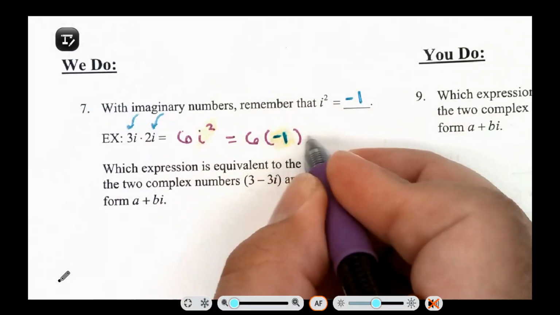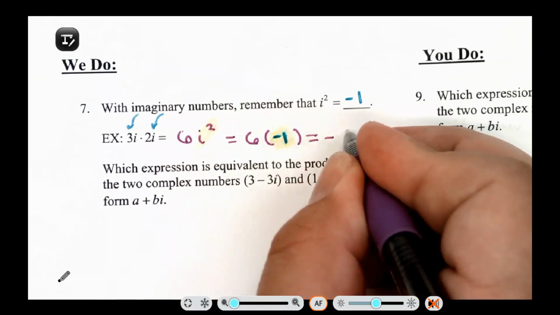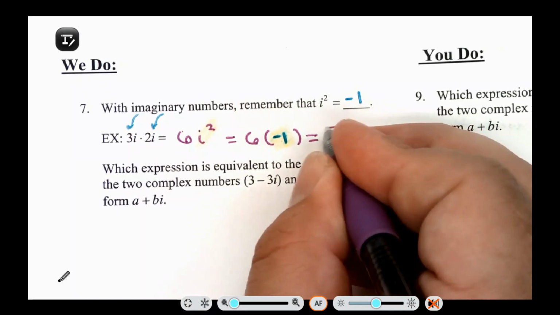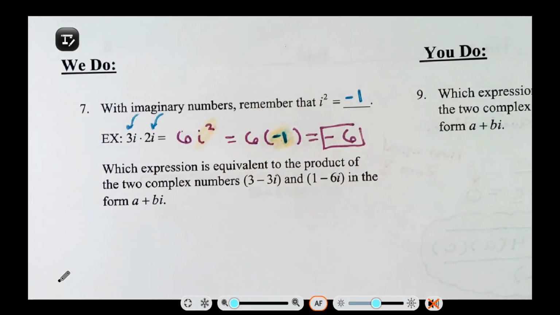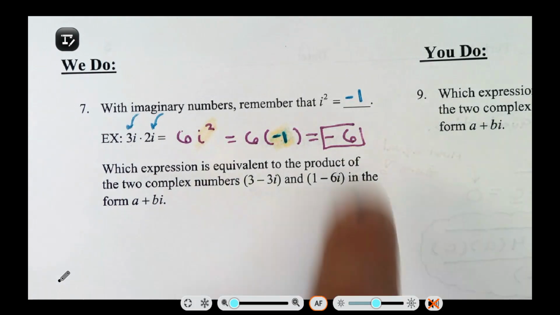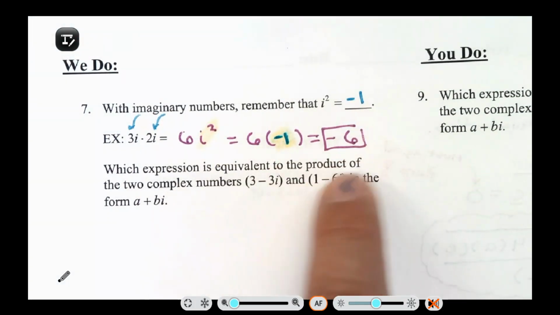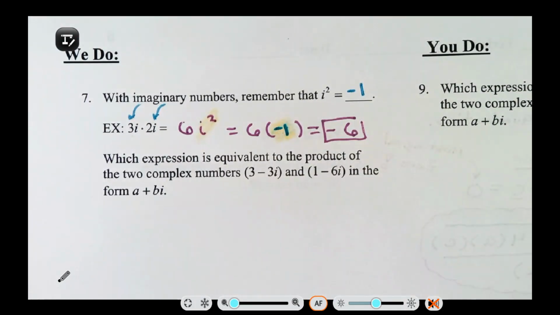6 times -1 is just -6. And so just like that, there would be the solution to this quick little example. But again, anytime you see i squared, you kind of have to get rid of it right away. Always turn it into a -1, and we should never see i squared again.